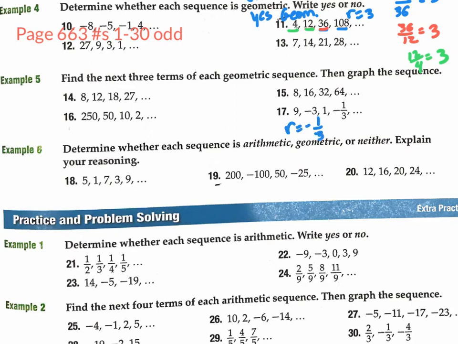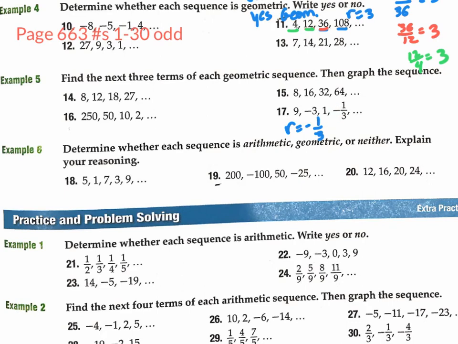And that's exactly how you get from 9 to the -3. How do you get from 9 to -3? 9 times that common ratio, -1/3, will get you to the -3. -3 times -1/3, that'll get you to a +1. +1 times -1/3, that'll get you to a -1/3.